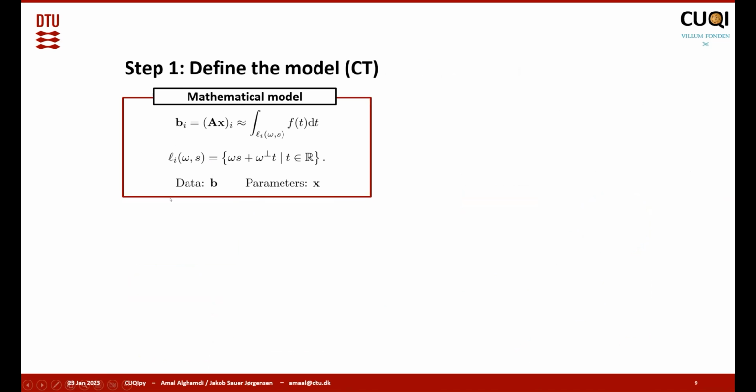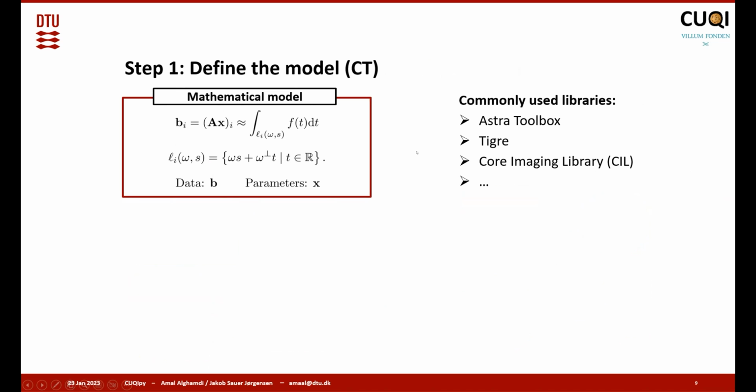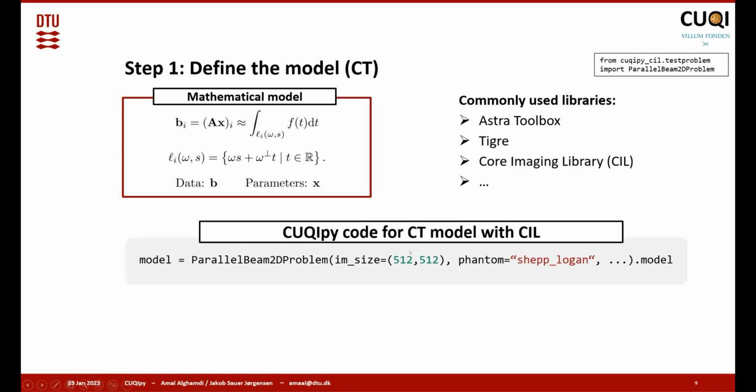So for the first model, we have a line integral that represents the CT forward model, where B is the data collected in the detector, X is the object, and A is the forward model. And there are some third-party libraries like Astra, Tigre, and Core Imaging Library that help solve the deterministic inverse problems, or provide the forward model for these problems. So in CUQIpy, we integrate some of these third-party libraries.